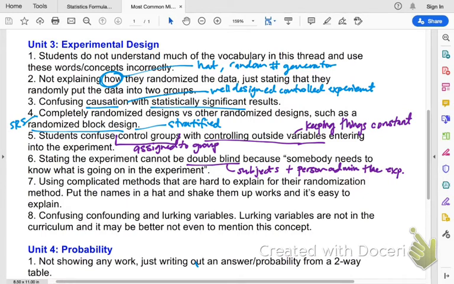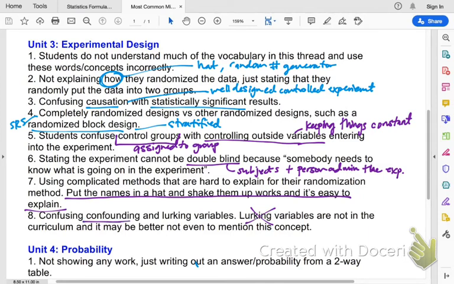Using complicated methods that are hard to explain for the randomization method. Put names in a hat, shake them up, works, easy to explain. So the hat method, you can't really go wrong with that. Don't try to do something super complicated. And then confusing confounding and lurking variables. We never even really talked about lurking variables, but sometimes students like to say something about that. We didn't even really discuss that in our class.